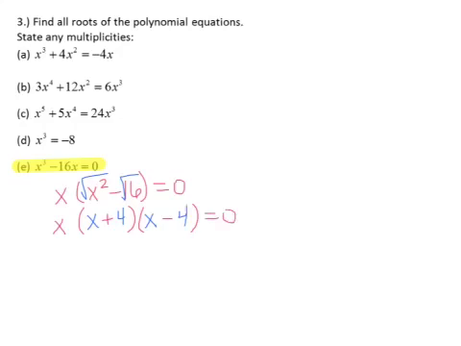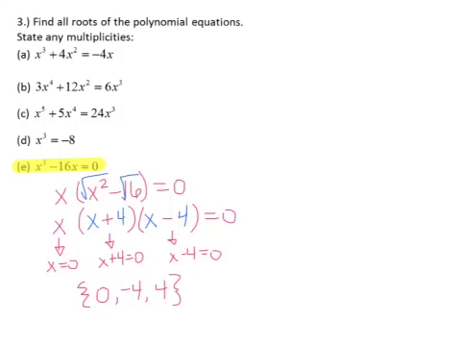At this point, I'm going to use the zero product property and just set each of my factors equal to 0. So x equals 0, x plus 4 is equal to 0, and x minus 4 is equal to 0. And when I solve for each, my zeros will be 0 from the first, negative 4 from the middle, and positive 4 from the last. And these are my roots.